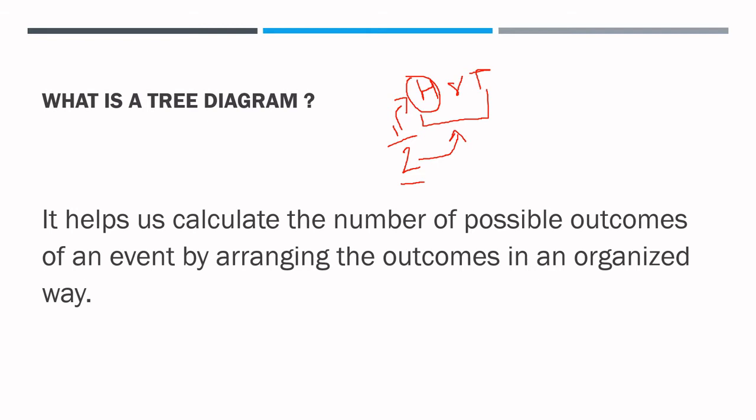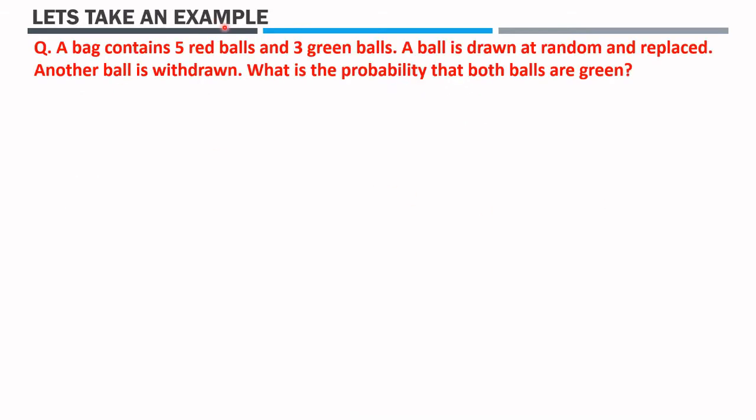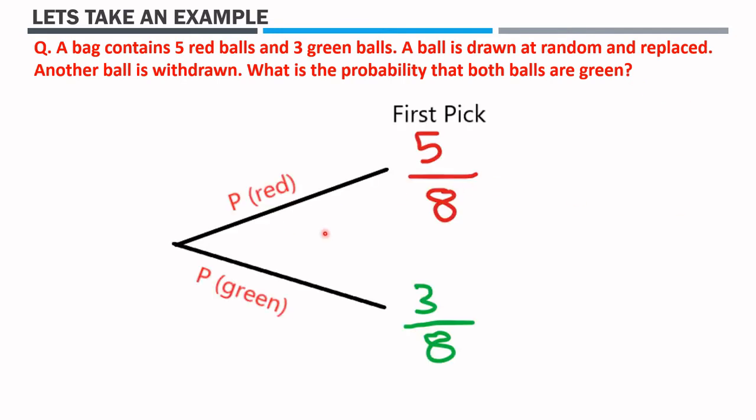Alright, let's move on. So we first take an example. A bag contains 5 red balls and 3 green balls. A ball is thrown out at random and replaced. Another ball is withdrawn. What is the probability that both balls are green? So we have to make a tree diagram.